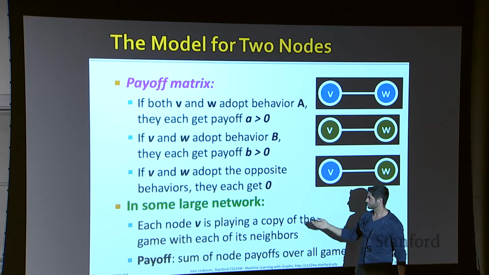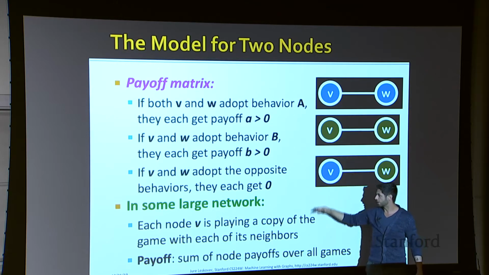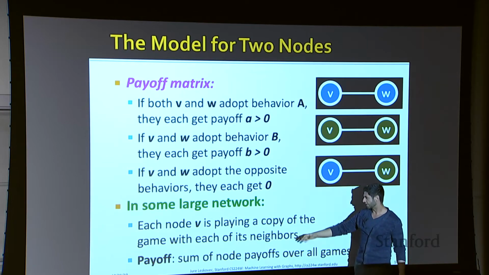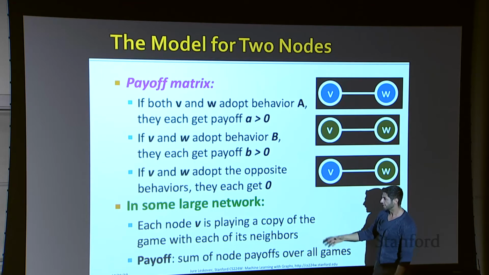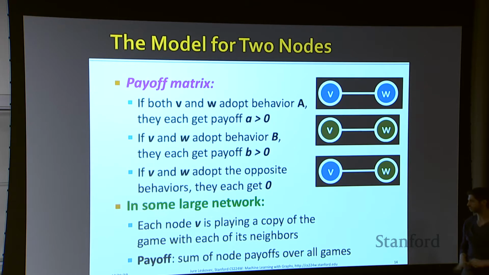And as I was mentioning before, when you map this simplistic model onto a large network, what we're doing is that each node V is playing a copy of the game with each of its neighbors. And at the end of the day, the payoff is just the sum of the node's payoffs over all the games that node V has played, okay? So as simple as that.